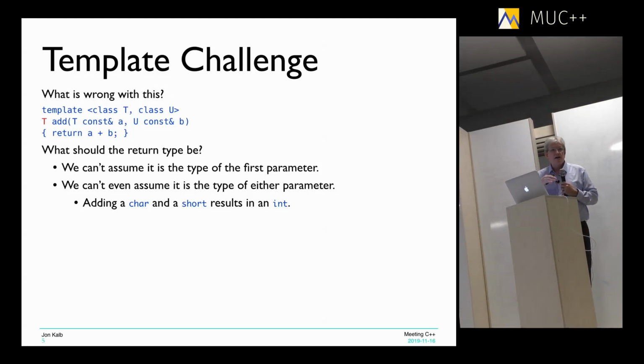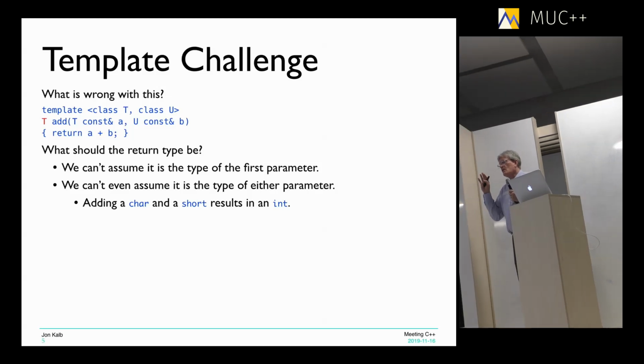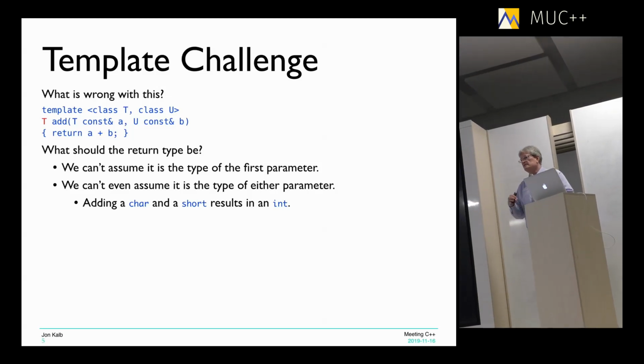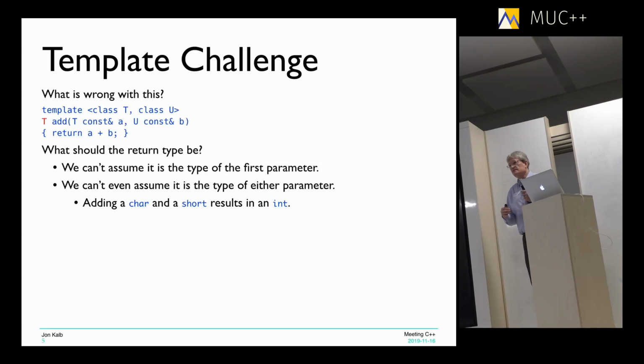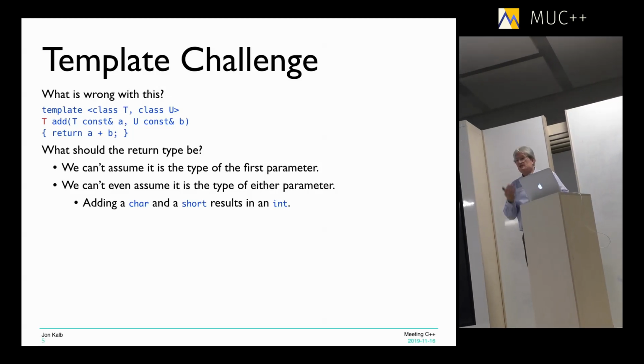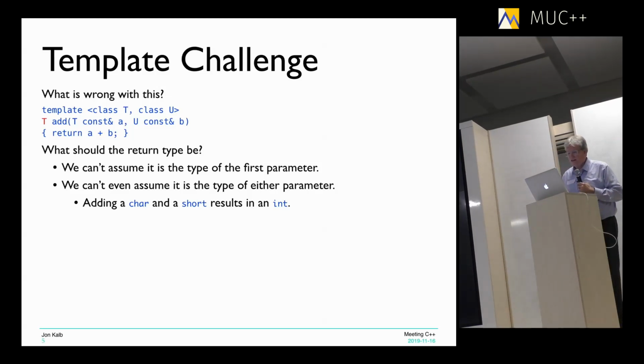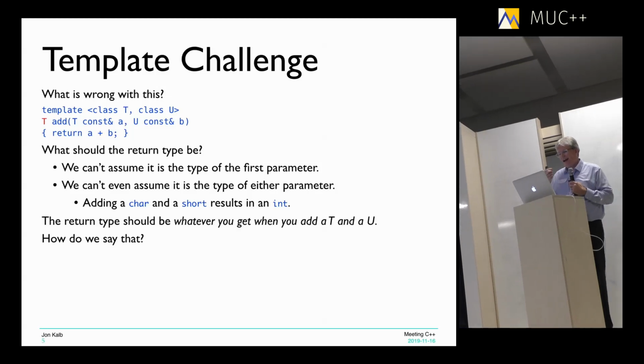So let's set aside the template syntax right now and just tell me in words what is it that we want to return? What's the type we want to return? Yes, it's whatever the type is that you get when you add together these two types, the T and the U. So what we want to do is that, and how do we say that?